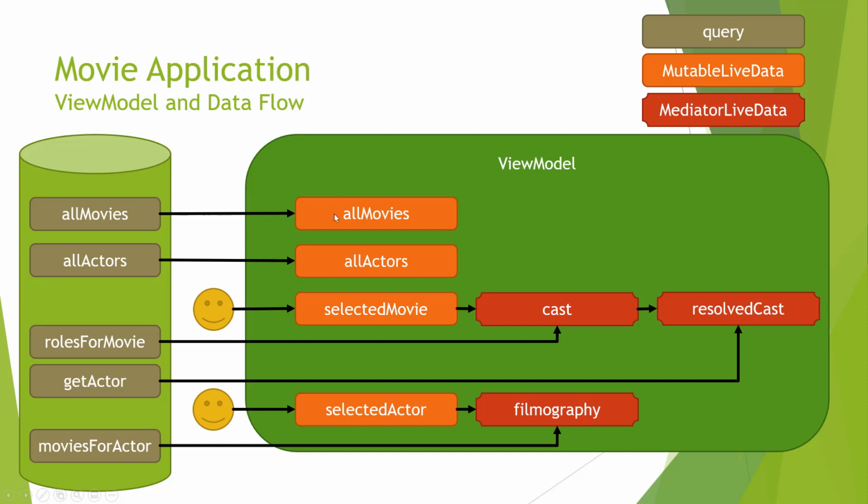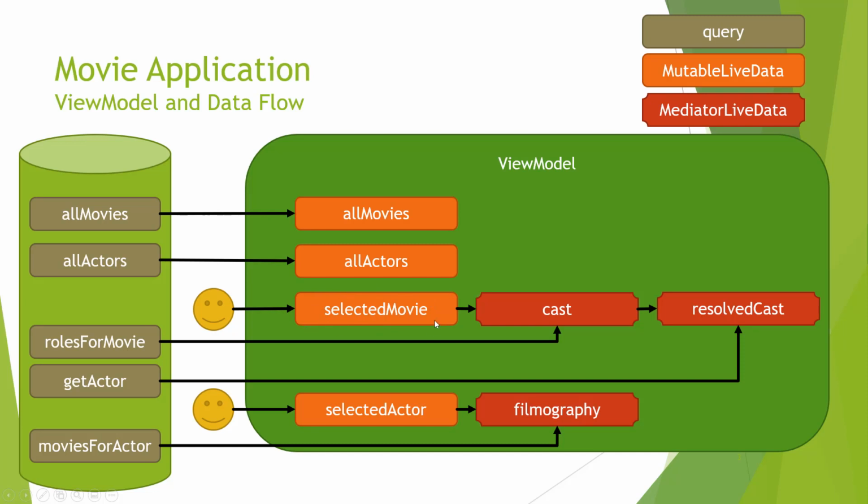So to start with, I'm going to make a query to the database to get all my movies and then store that in a mutable live data here. So behind the scenes, a thread's going to run. Once that thread is done fetching all the data, we're going to update the all movies, and whoever's observing it will display it on the screen. All actors, same kind of thing. Now for selected movie and selected actor, let's say the user is seeing a list of all these movies on the screen and clicks on one. At that point, we're going to set that to be the selected movie.